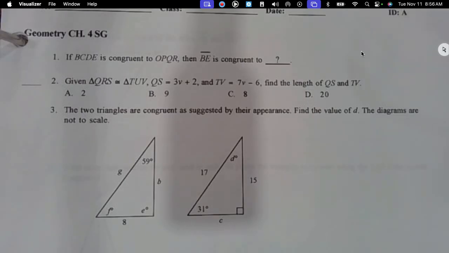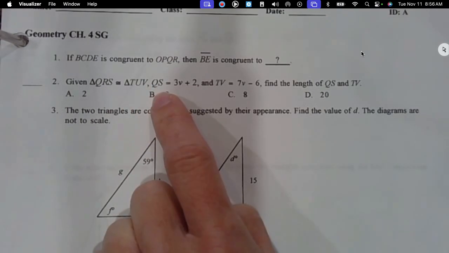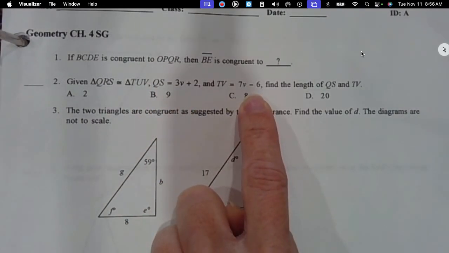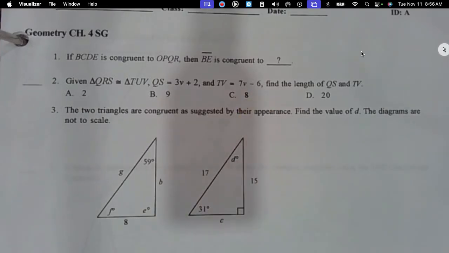Okay. This tells me that the two triangles are congruent. That means they are, what's another word for congruent? Equal. So it tells me what QS is, and it tells me what TV is. So what am I going to do with those two things? I'm going to set them equal. And then I'm going to find V, but then I'm going to find their what? Lengths. So on a separate sheet of paper, you have this written down on your paper.